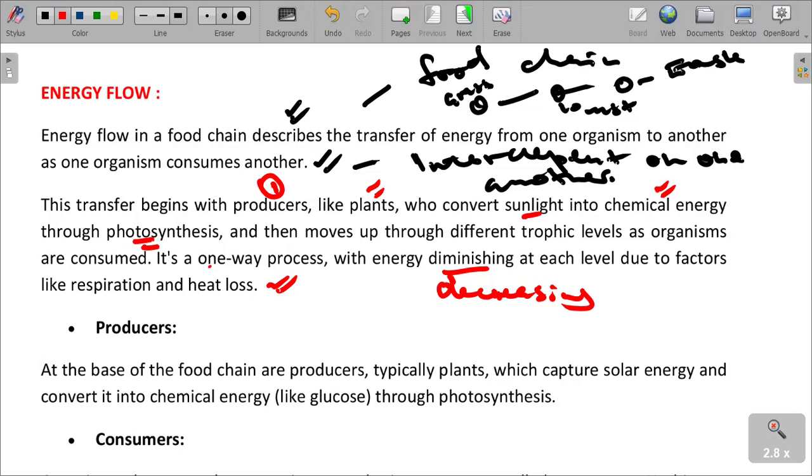So you shall see that in a food chain, a food web or an energy flow, the amount of energy that is passed from one level to another keeps on decreasing as a result of factors such as respiration and heat loss. Respiration results in loss of energy. Heat loss also results in loss of energy.